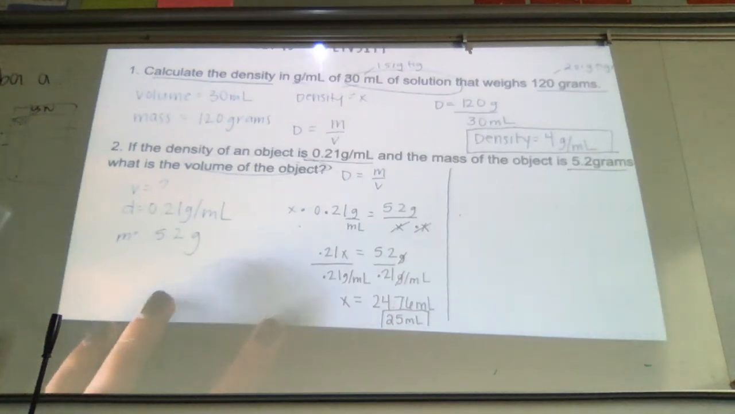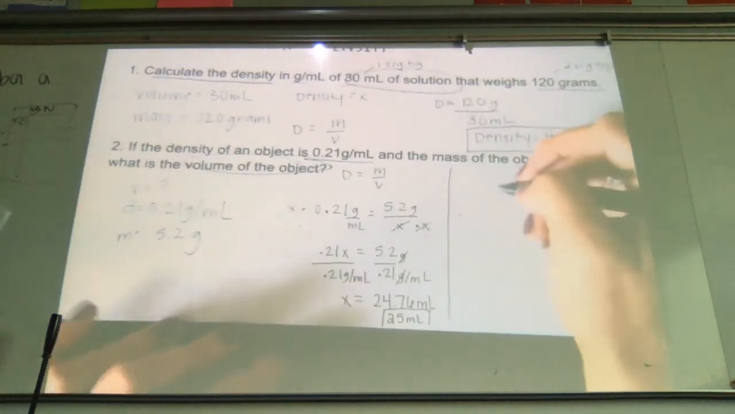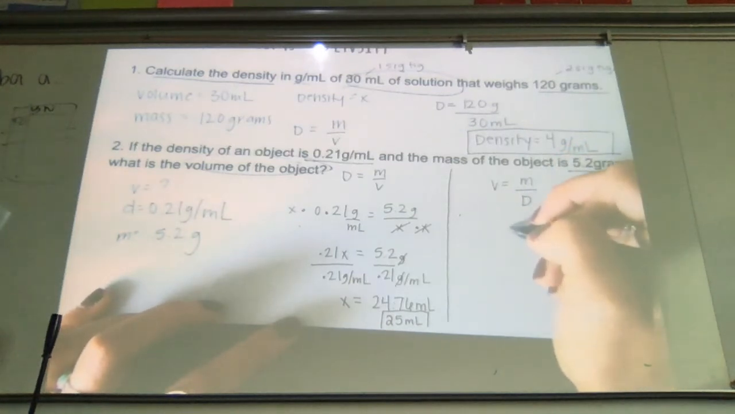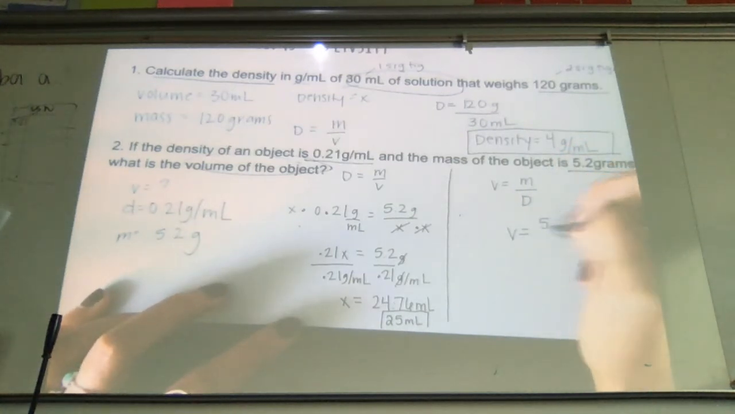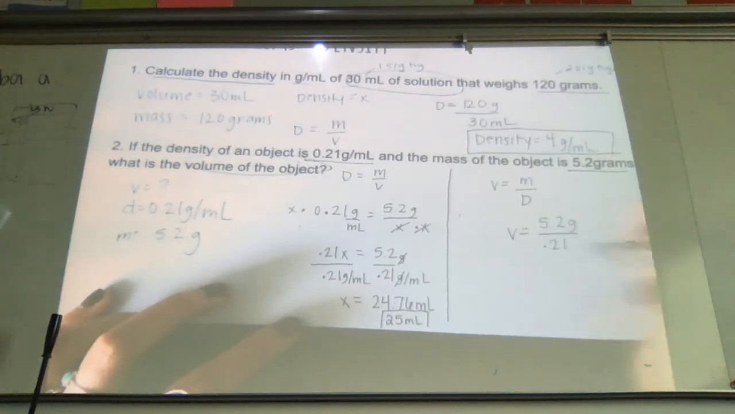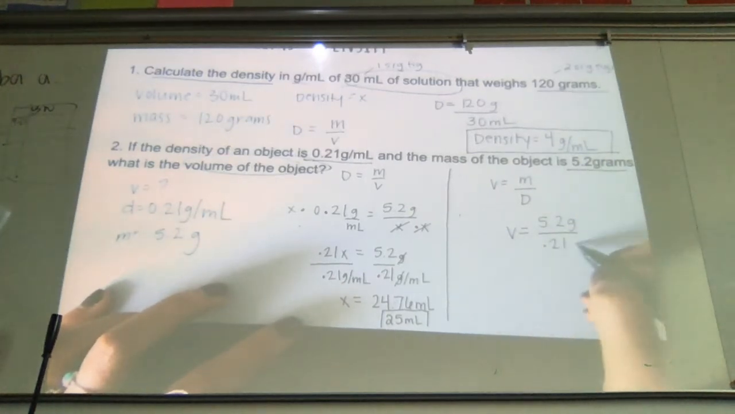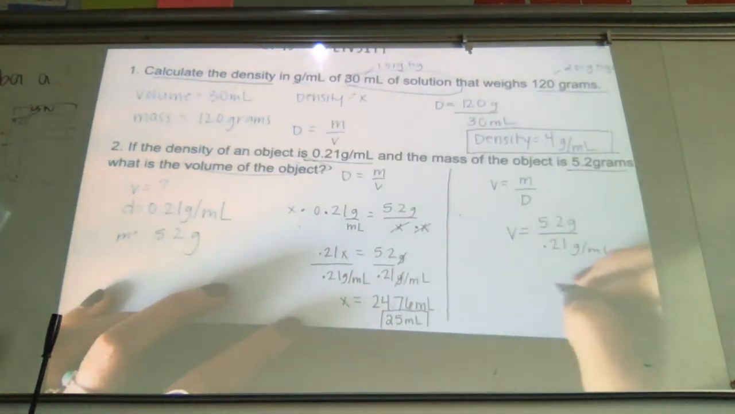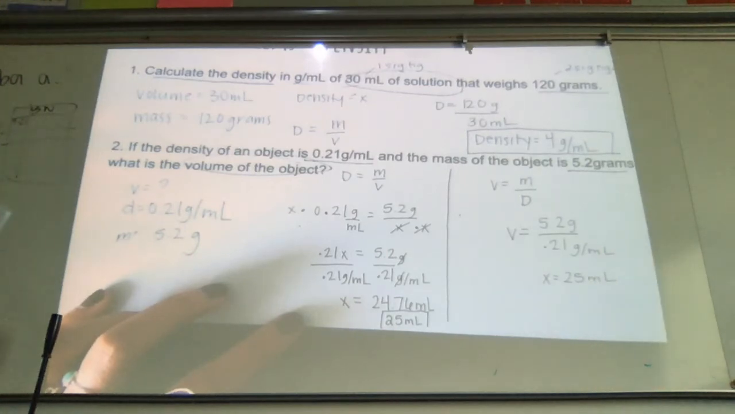That is one way you can solve this problem. You can also solve this problem using the other formula I gave you for solving for volume, which is volume equals mass divided by density. So we would have V equals 5.2 grams over density 0.21. This will give us grams per milliliter. This will give us the same down here. It's just skipping this initial step. So we'll again get X equals 25 milliliters.